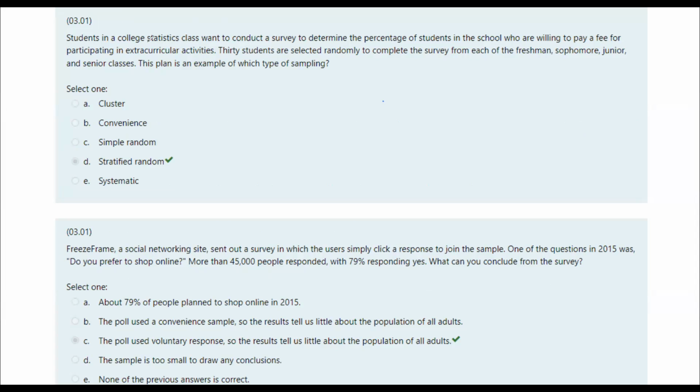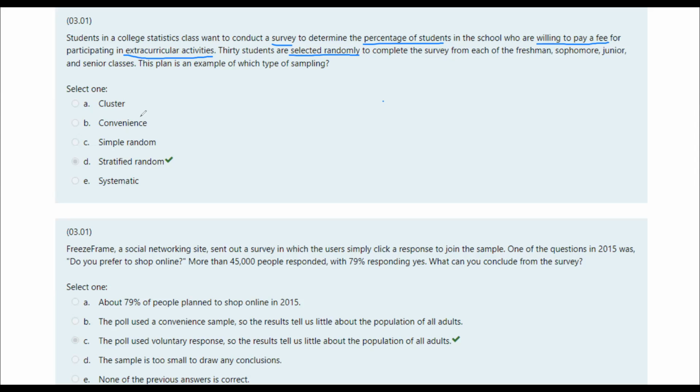Students in a college statistics class want to conduct a survey to determine the percentage of students in the school who are willing to pay a fee for participating in extracurricular activities. 30 students are selected randomly to complete the survey. What's this an example of?